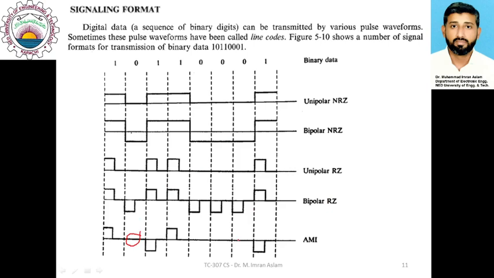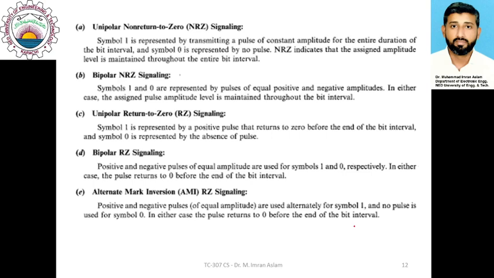You can see that all zeros are represented by zeros. So we have zero amplitude corresponding to each zero. However, ones are represented by alternate pulses. So first pulse is having a positive amplitude, whereas the second pulse is having a negative amplitude. The next one is having positive amplitude, and next one is having a negative amplitude. So that's why we call it alternate mark inversion. So these are the commonly used signaling formats.